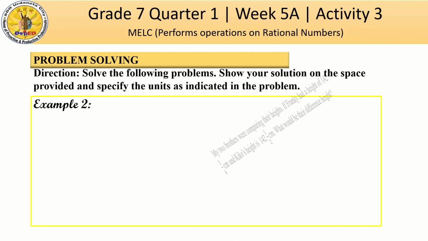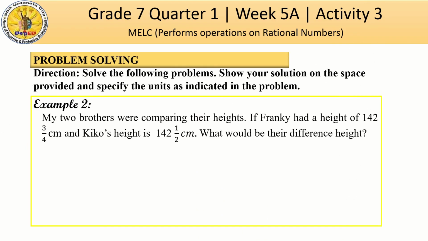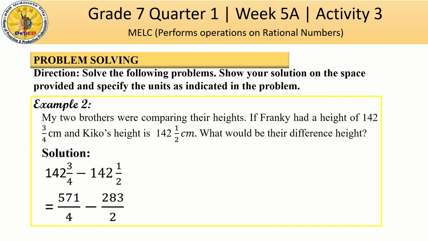Another problem. My two brothers were comparing their heights. If Frankie had a height of 142 3/4 centimeter and Kiko's height is 142 1/2 centimeters, what would be their difference height? Okay, so we have here the solution. 142 3/4 minus 142.5. We convert it into improper fraction.